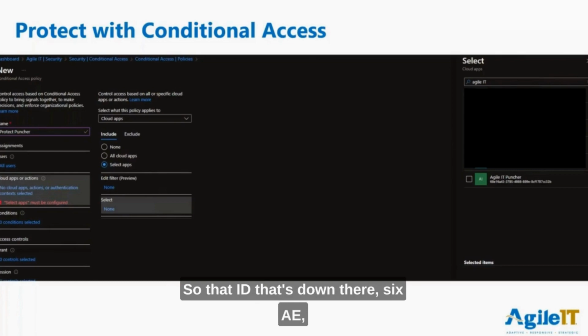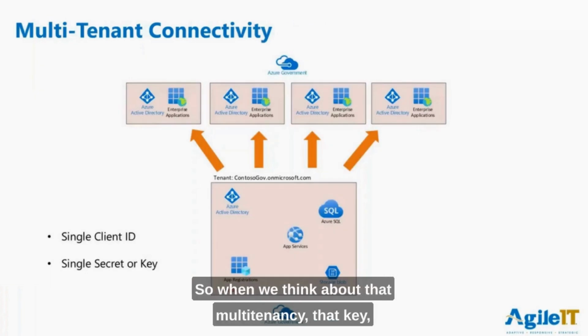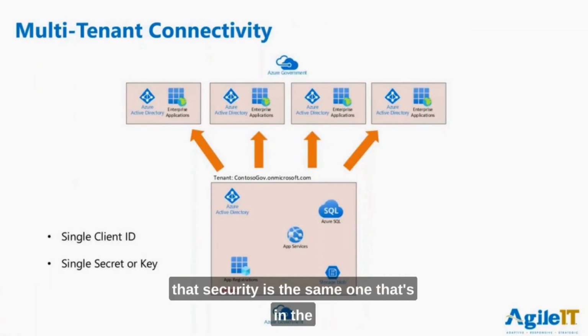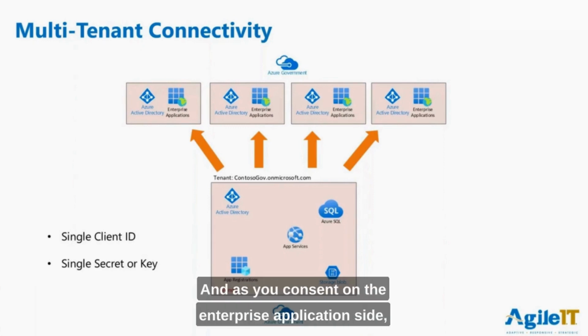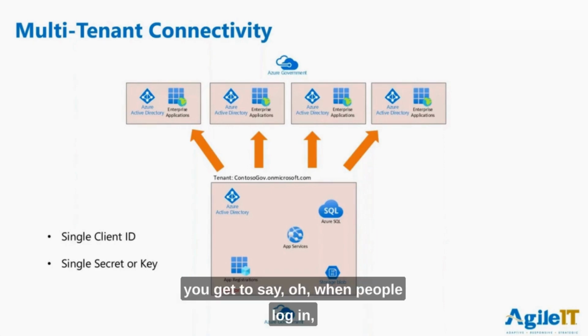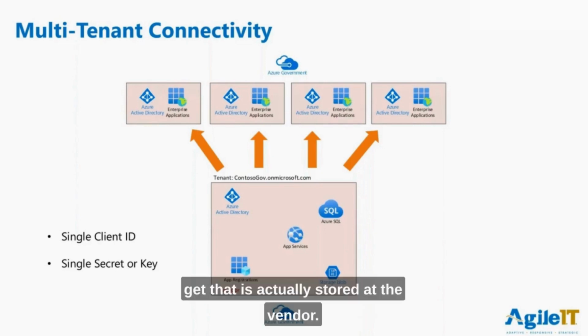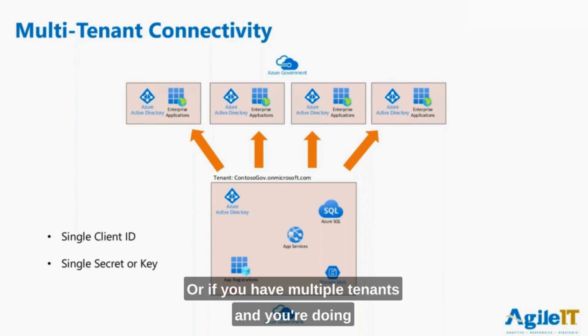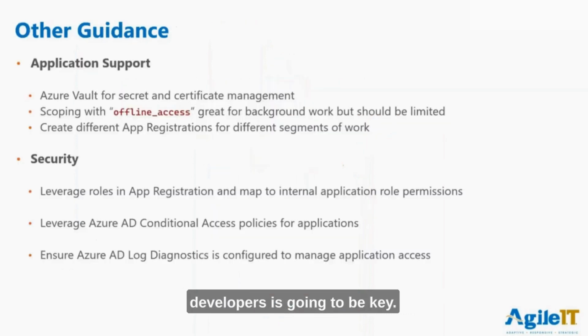So that ID that's down there, 68E, same when we saw app registration, same when we saw enterprise applications. So when we think about that multi-tenancy, that key, that security is the same one that's in where the app service or the app registration exists. And as you consent on the enterprise application side, you get to say, oh, when people log in, who should do what conditional access, but the key and the value to go get that is actually stored at the vendor, or, if you have multiple tenants and you're doing crazy stuff like that, it would reside over there. So asking the vendor, asking your developers is going to be key.